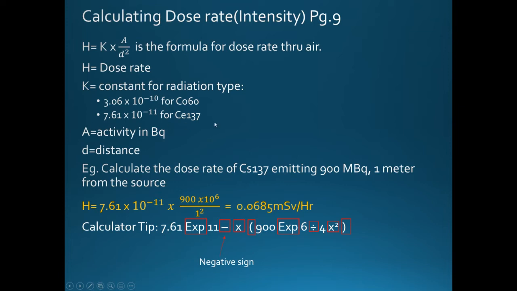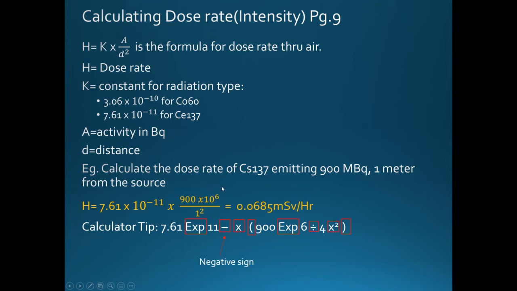Not a lot of sense in memorizing something that you can quickly Google nowadays. So let's look at how this calculation rolls out. Calculate the dose rate of cesium-137, which is emitting 900 megabecquerels, 1 meter from the source. So we look at the radioactive constant for that particular type of radiation. Cesium-137 is 7.61 times 10 to the 11, and we'll plug that into the formula for our K value.